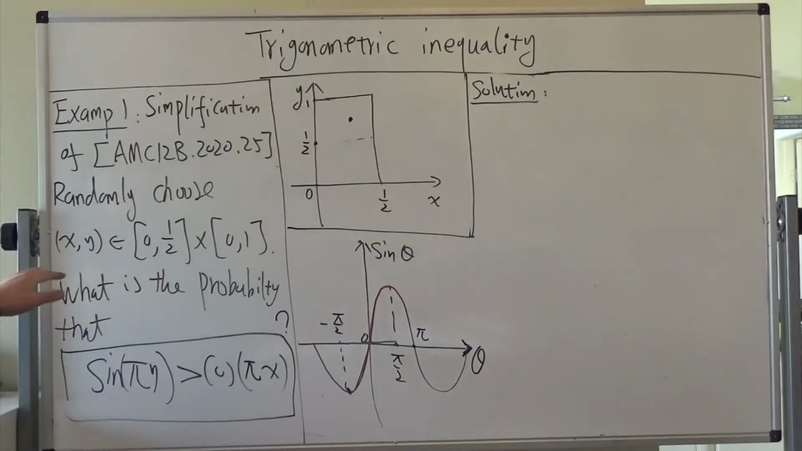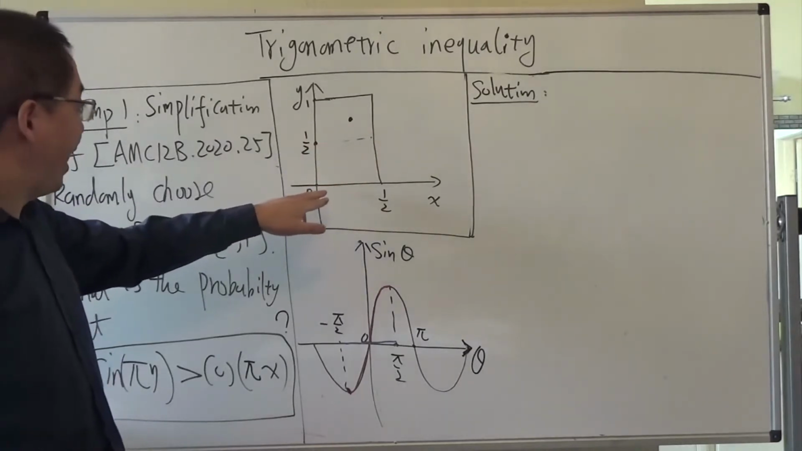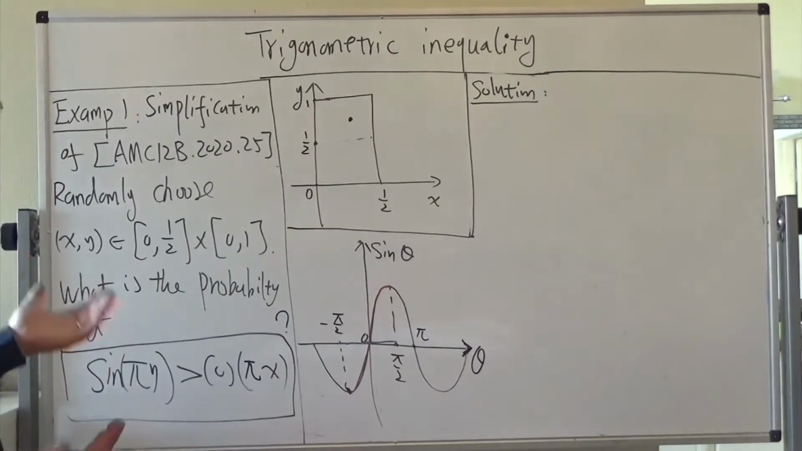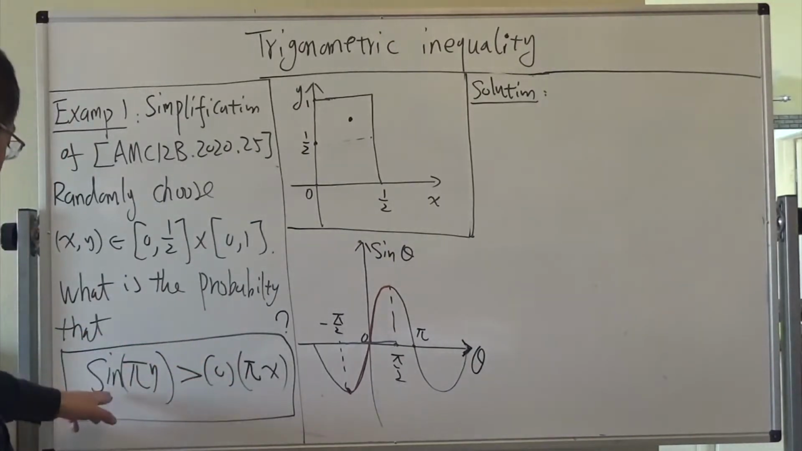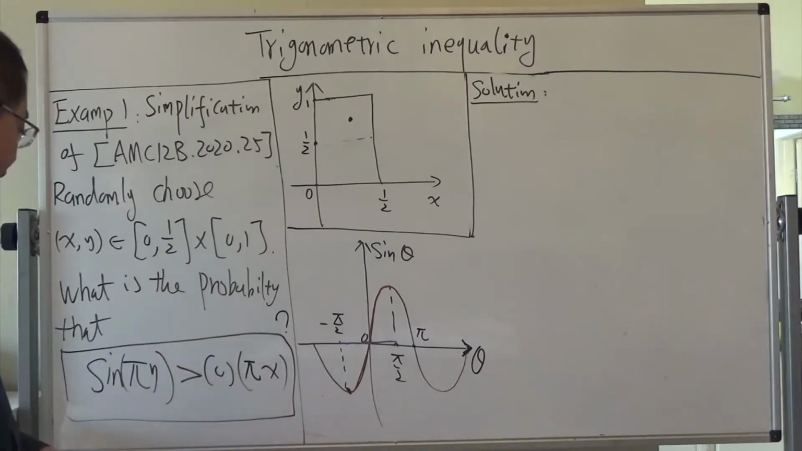The question says, we randomly choose a point within the rectangle where x is from 0 to 1/2 and y is from 0 to 1. Then what is the probability that sine pi y is bigger than cosine pi x?